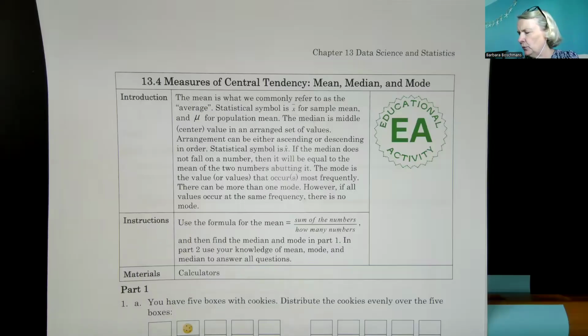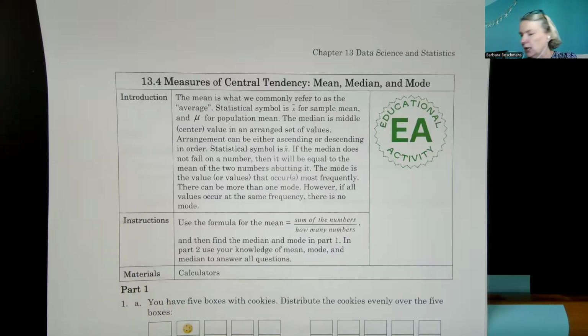Activity 13.4 is measures of central tendency, the mean, median, and mode. This is where we analyze data and we are looking for where our data is centered. So we're going to look at an activity first, and part one is going to be the meaning of the mean, median, and mode. By the way, all of these are averages.